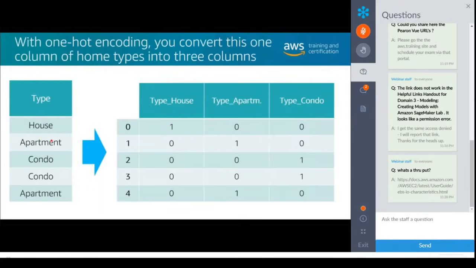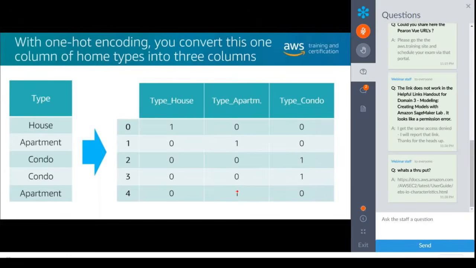And then for this particular instance, it's a type of apartment. So every instance that is an apartment, we label it as a 1 here. So we're not saying that house is better than condo, or apartment is better than condo or anything like that. There's no implied order. It's just, is this thing a condo? Yes or no. Is this thing an apartment? Yes or no.